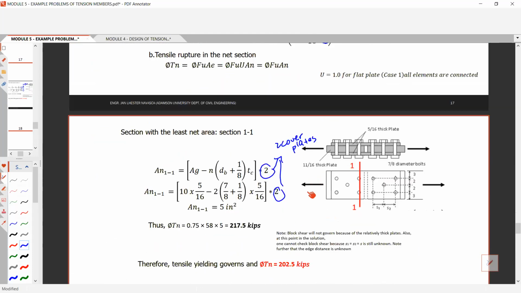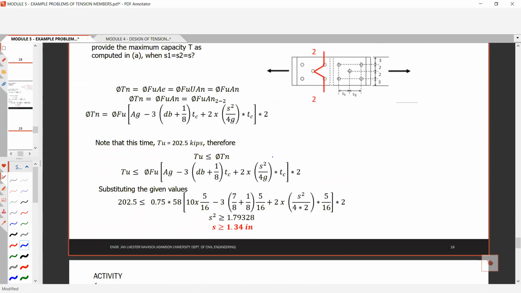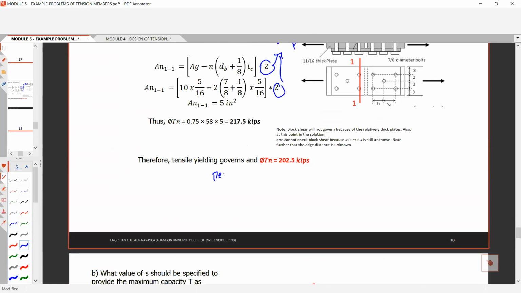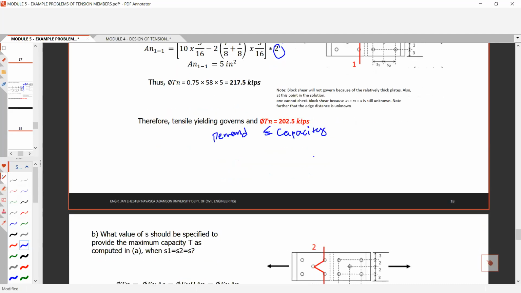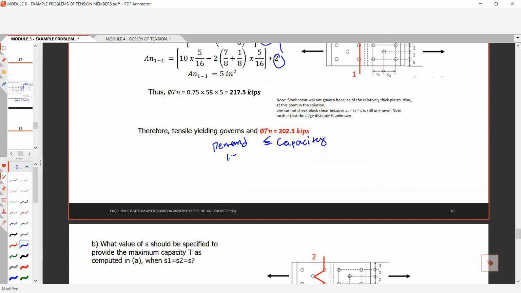I think I have not yet solved for the value of T. So this is your demand. So solving for the value of T, just compare the demand to capacity. Your demand should be less than or equal to your capacity. This should be the demand, 1.5 T, less than or equal to your capacity, which is 202.5 kips.